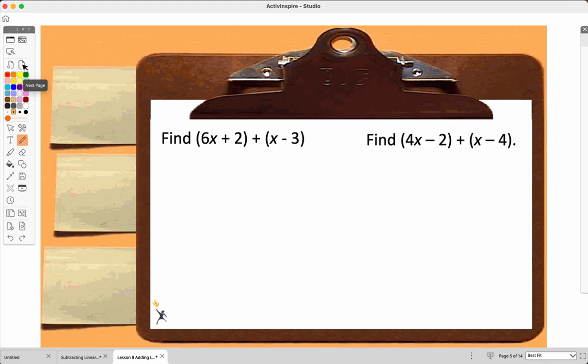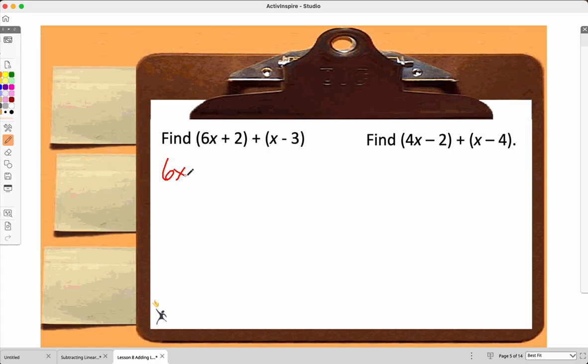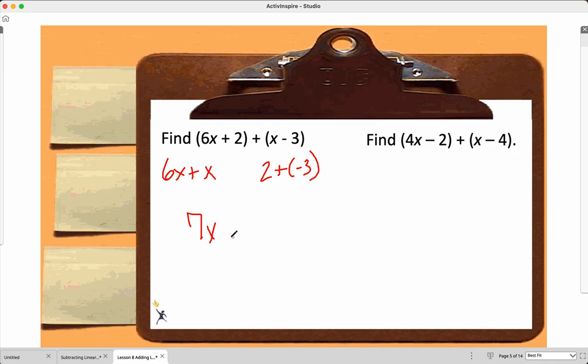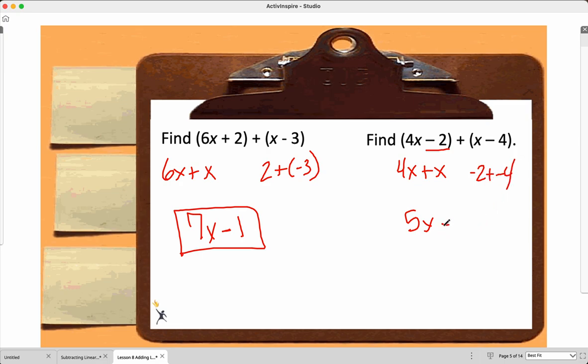All right, let's try these two. Pause the video and see what you can come up with for these two problems. All right, so 6x plus x, that's 7x. 2 plus a negative 3, that's a negative 1. There's my first answer, good job. Same here, 4x plus x, that's 5x. This time I've got a negative 2 plus a negative 4, which gives me a negative 6. There are my two answers.